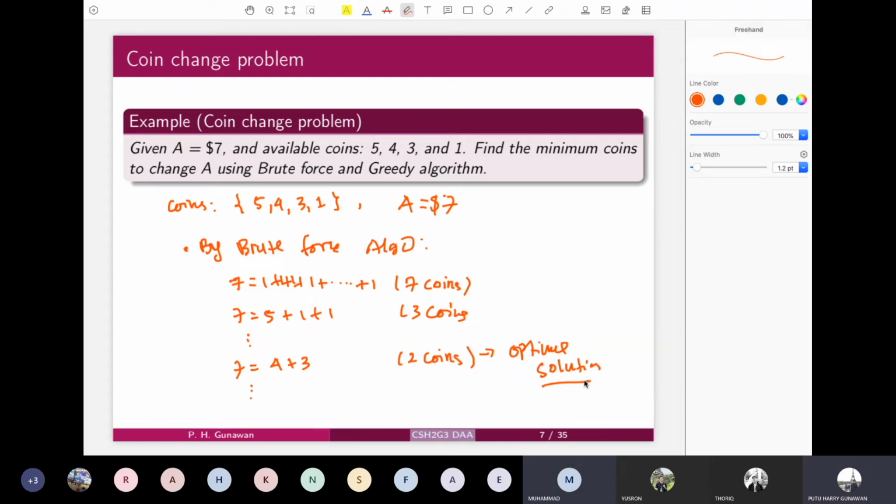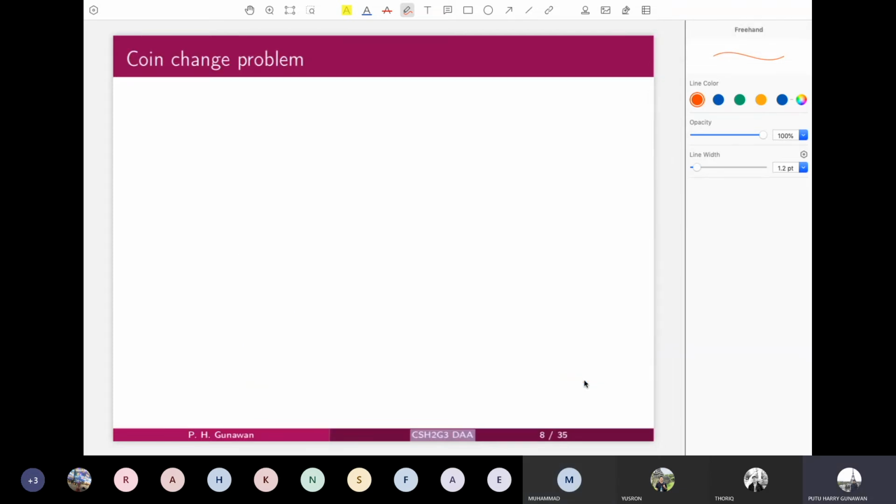Okay, next. How about the coins 5, 4, 3, 1? So you have these coins, and then A is $7. Okay, and then how about using the greedy algorithm?